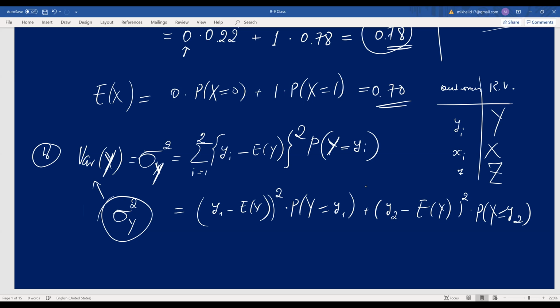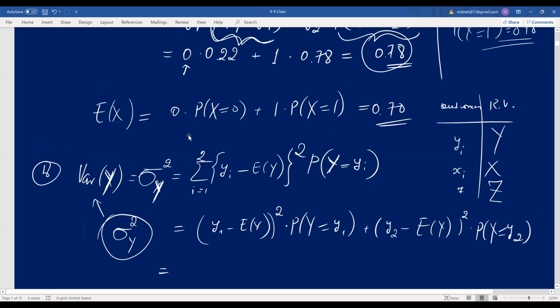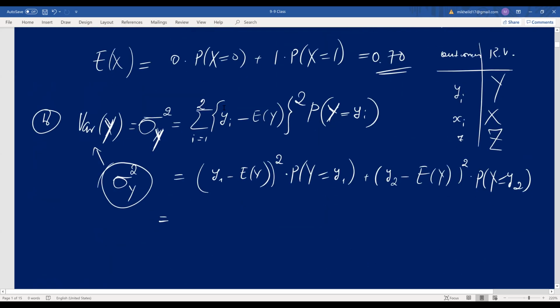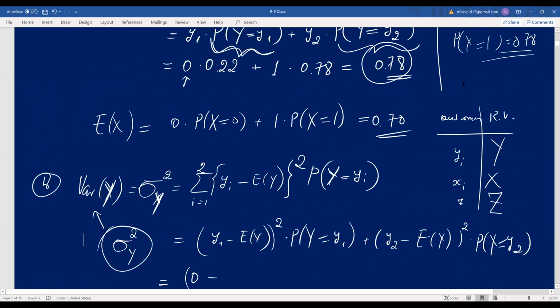So then, guys, if you can help me, will be great. The first possible outcome of y here is y equals 0. So 0 is the first possible outcome. Okay, then we already calculated the expectation of y, which is 0.78.